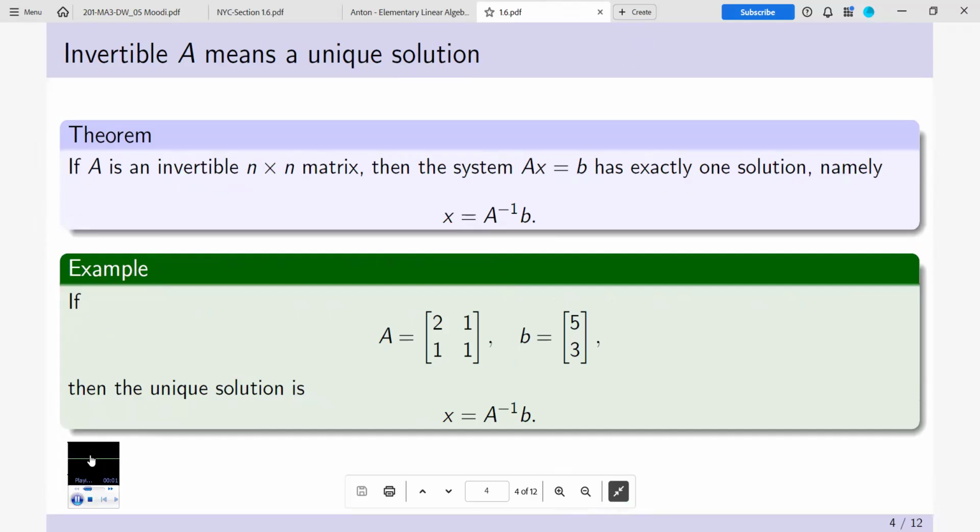This is the multiply by the inverse move. If A inverse exists, it acts like division for matrices. So AX equals B becomes X equals A inverse B, and that gives exactly one answer.